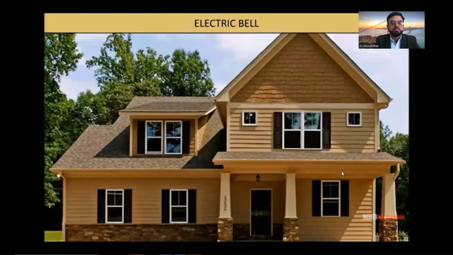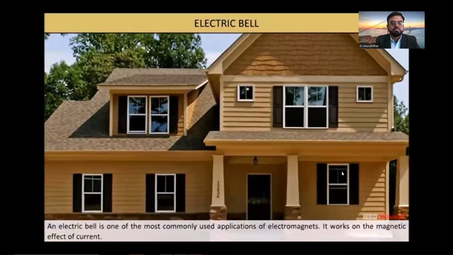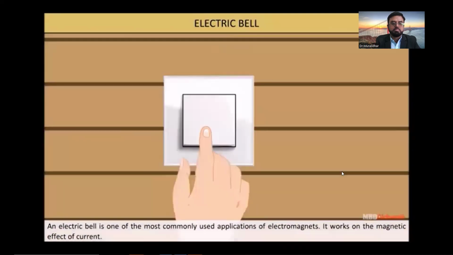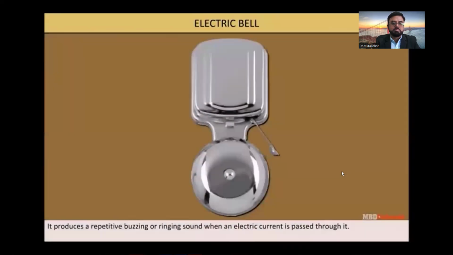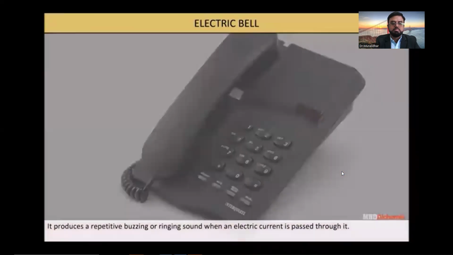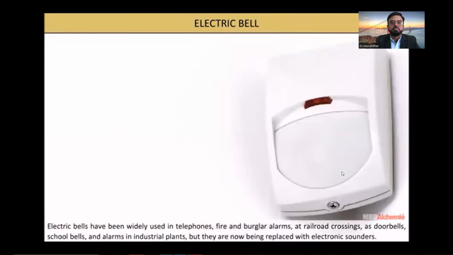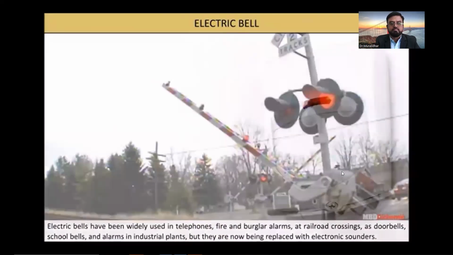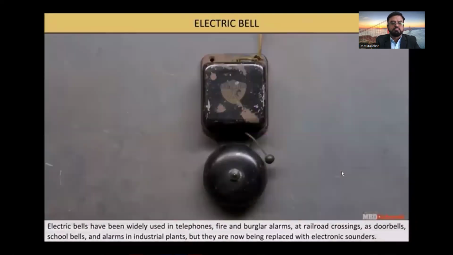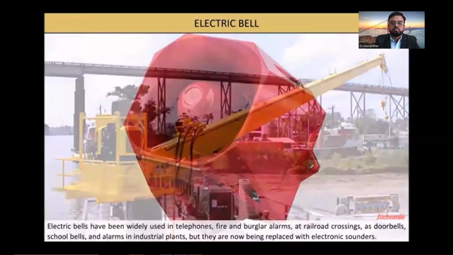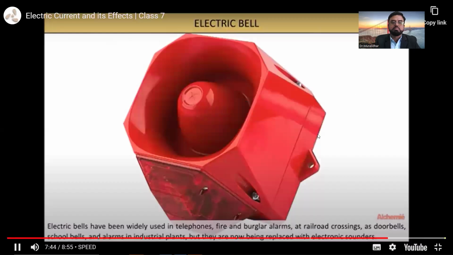Electric bell. An electric bell is one of the most commonly used applications of electromagnets. It works on the magnetic effect of current. It produces a repetitive buzzing or ringing sound when an electric current is passed through it. Electric bells have been widely used in telephones, fire and burglar alarms, at railroad crossings, as doorbells, school bells, and alarms in industrial plants, but they are now being replaced with electronic sounders.